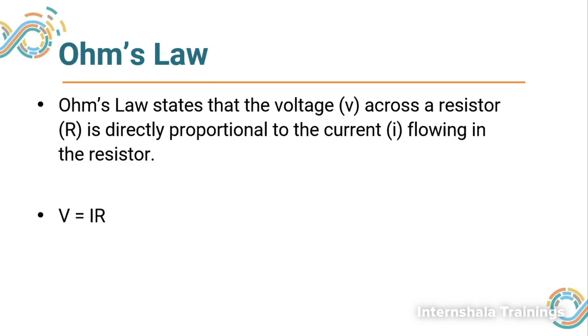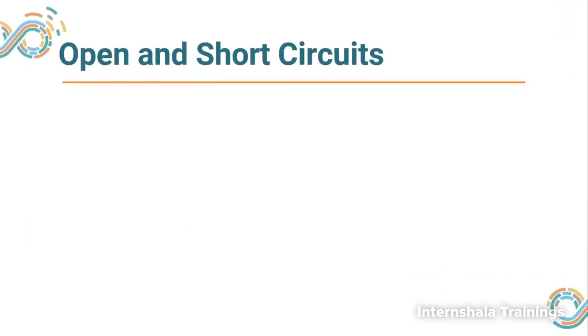After that you can modify this or rewrite it like I is equal to V by R or R is equal to V by I. So now we need to know about some of the circuit elements that are commonly used and very helpful in circuit analysis. Two of them are open and short circuit.